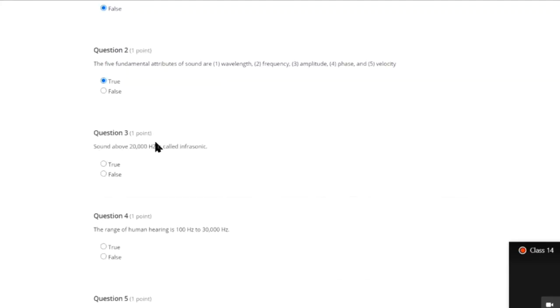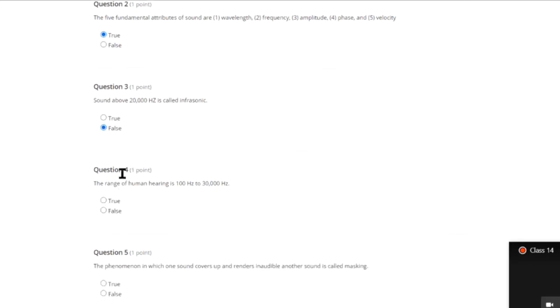Sound above 20,000 hertz is called infrasonic. True or false? Above 20,000 is actually ultrasound. So that's false. The range of human hearing is 100 hertz to 30,000 hertz. You know that the range of human hearing is 20 hertz to 20,000.